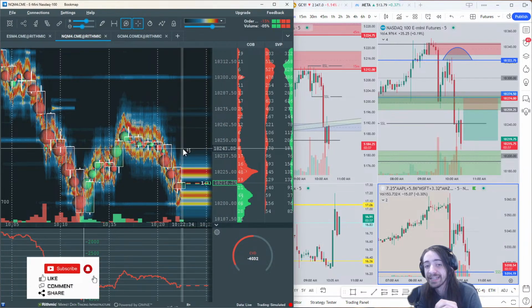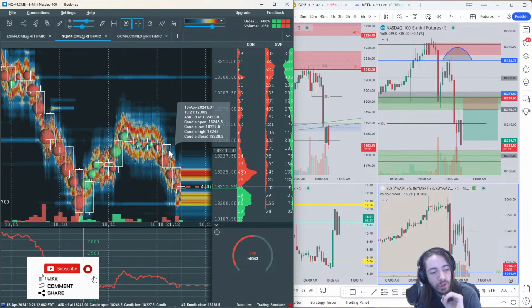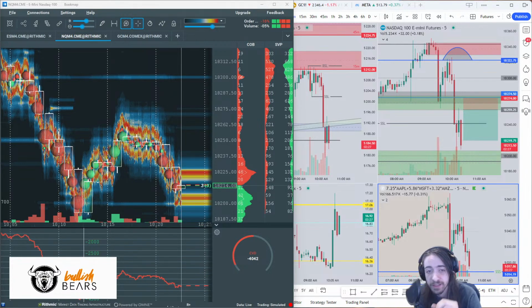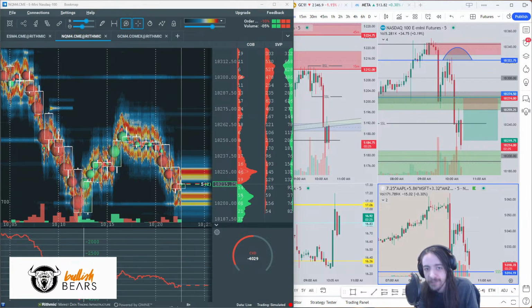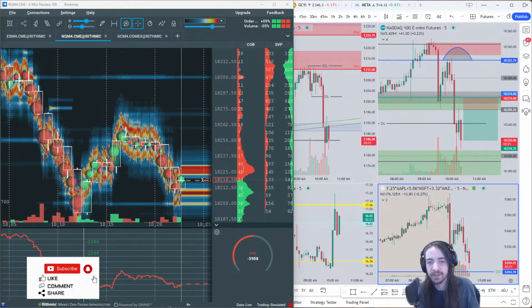Bookmap is an insanely useful tool, but it is not a holy grail. There is no such thing as a holy grail in the stock market. And if you're looking for that holy grail, you're not going to find it. You are the holy grail. You put the pieces of the puzzle together, and you become your own holy grail.